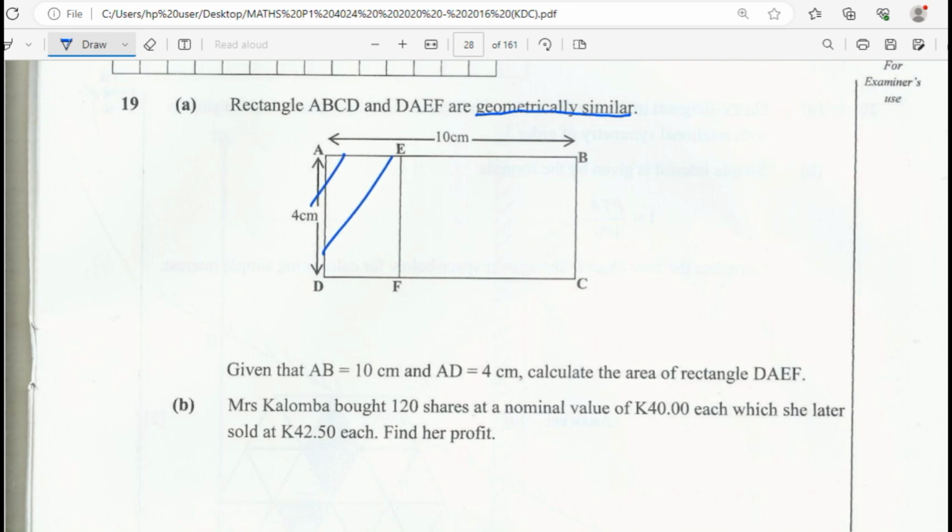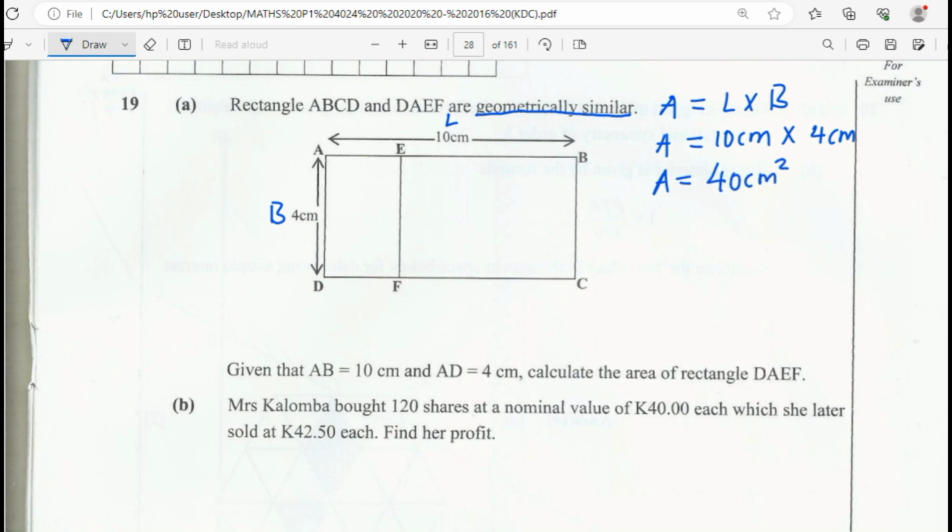What we are going to do is, let's find the area of the larger rectangle. The area of a rectangle is given by this formula, it's L multiplied by B. So the L is the longest distance, which is 10 centimeters, times our breadth, which is 4 centimeters. So area is equal to 40 centimeters squared. Now remember, this is the area for the larger rectangle.